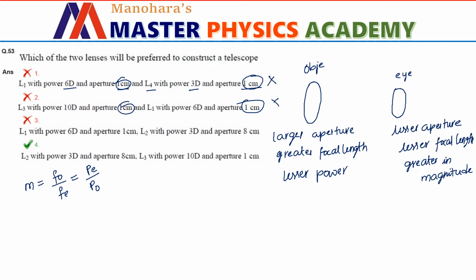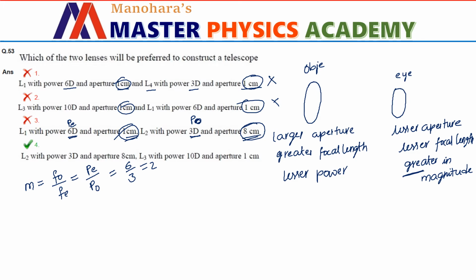Okay, so power 6D is there, power 3D is there. Greater power means eyepiece, smaller power means objective, right? So what is the magnification here? 6 divided by 3, so it is going to be 2, and the choice of aperture is also good. The objective has the greater aperture, 8 centimeter, and the eyepiece is 1 centimeter in aperture. That's a good choice. But let us look at option 4.